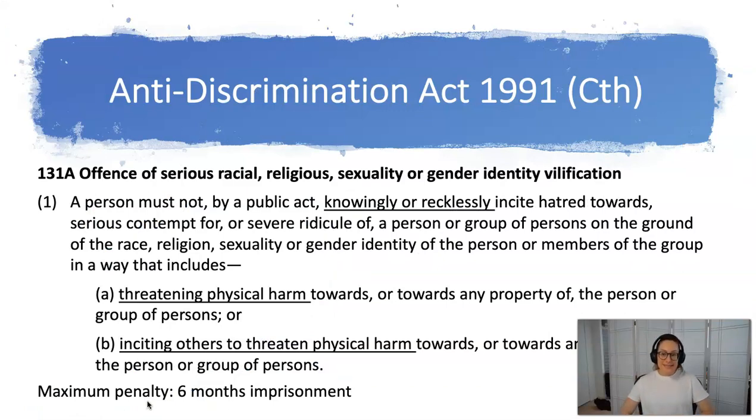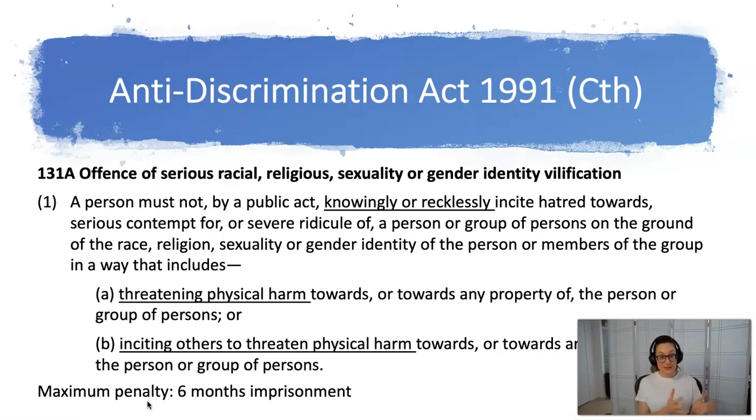The Queensland Anti-Discrimination Act, I apologise that the brackets after that heading in the slide are incorrect. This is the Queensland Act. It also contains a criminal provision. So where somebody knowingly or recklessly incites hatred, serious contempt, or severe ridicule of a person or group on the grounds of race, religion, sexual, or gender identity.